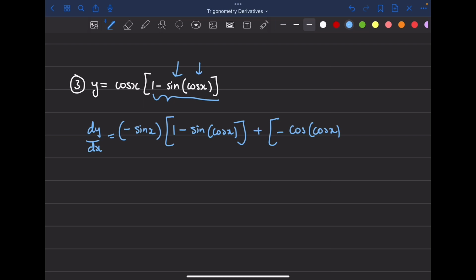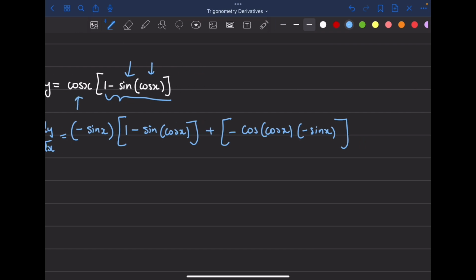So what is the derivative of cosine x? It is negative sine x. So we're going to multiply this by negative sine x. And then all of this, I'm going to close the bracket, will be multiplied by cosine x. So multiplied by cosine x, like so.